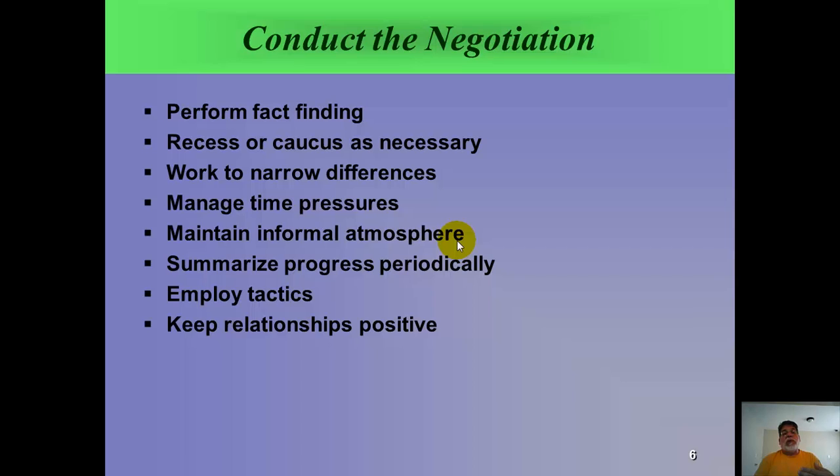And you work to narrow the differences. If we found that there was a sticking point, that something was a big problem, what we would do is we would start negotiating the easier ones and then leave the big ones for later. Go for the easy, or what you might call the low-hanging fruit. You need to manage your time pressures. Just like project management, you have a time period. Don't let this go off into months or years. That doesn't help them. It doesn't help you. Maintain an informal atmosphere. Get to know them.